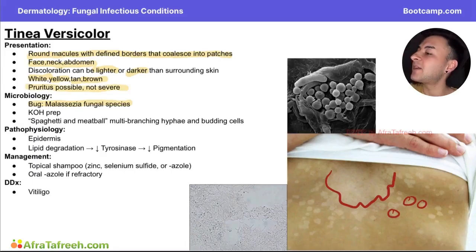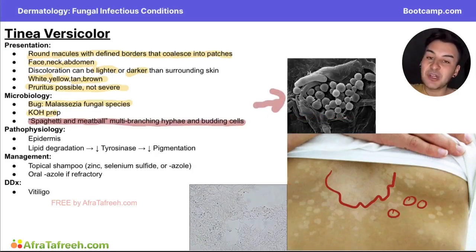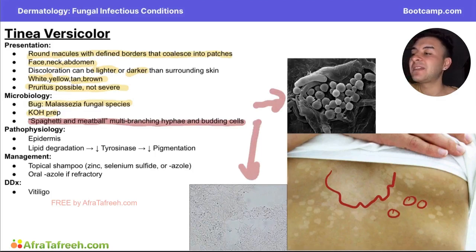In terms of the microbiology, it is a fungus, so we will be able to see it on KOH prep. But here's your winning word, guys: spaghetti and meatballs. That is like an A plus buzzword for this disease process. I'm going to highlight in red because spaghetti and meatballs is red. You're going to see these multi-branching hyphae with budding cells. Here's an example of electron microscopy, and here's an example of the light microscopy. But just listen for that buzzword of spaghetti and meatballs because it is super high yield.